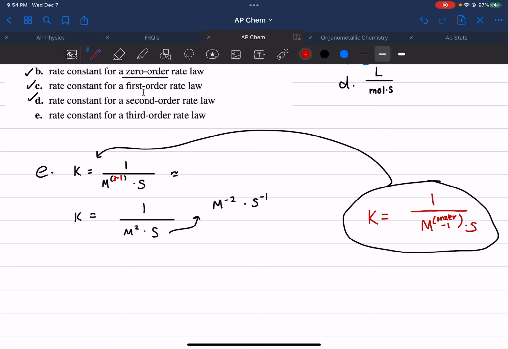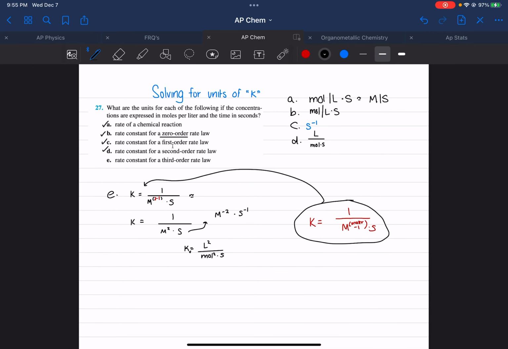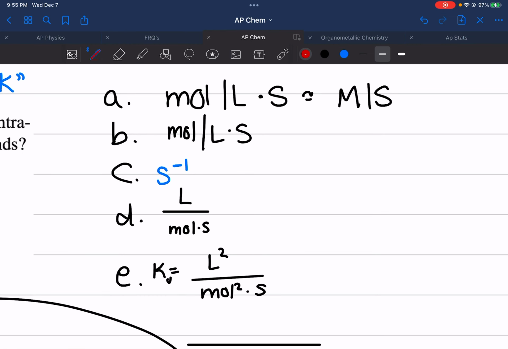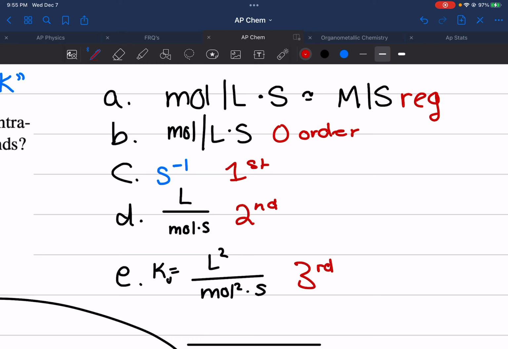Once again, we established that it would be inverse because it's on the bottom. That's how I like to interpret it in my mind. So instead of it being just liters, it would be liters squared. So our K units would be equal to liters squared over moles squared, once again times second. This would be your unit for K, and these are your units for K for a regular zero order, first, second, and third, if you want a screenshot or whatever you want to do.